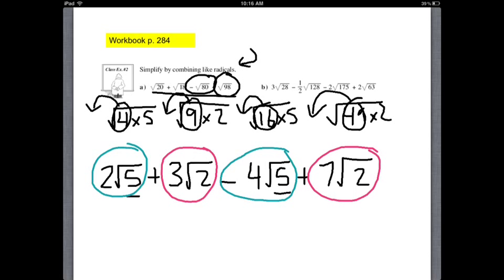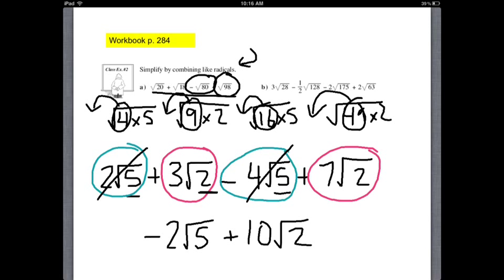So for 2 root 5 minus 4 root 5, that's going to give you negative 2 root 5. I'm going to cross them out as I do them. After that, we got 3 root 2 plus 7 root 2. Adding those together, you have 10 root 2. Now you notice I did not do anything to the radicands. You leave those alone, and you can't go any further than this because the radicands are different.